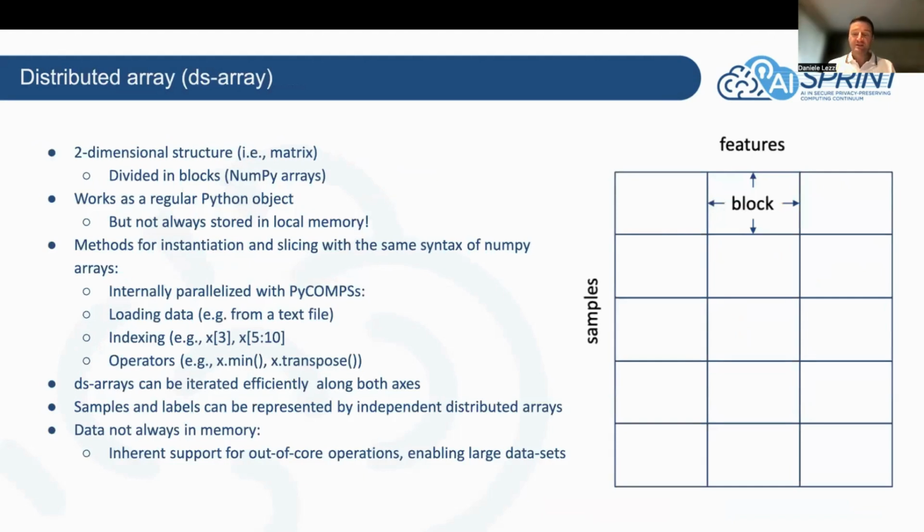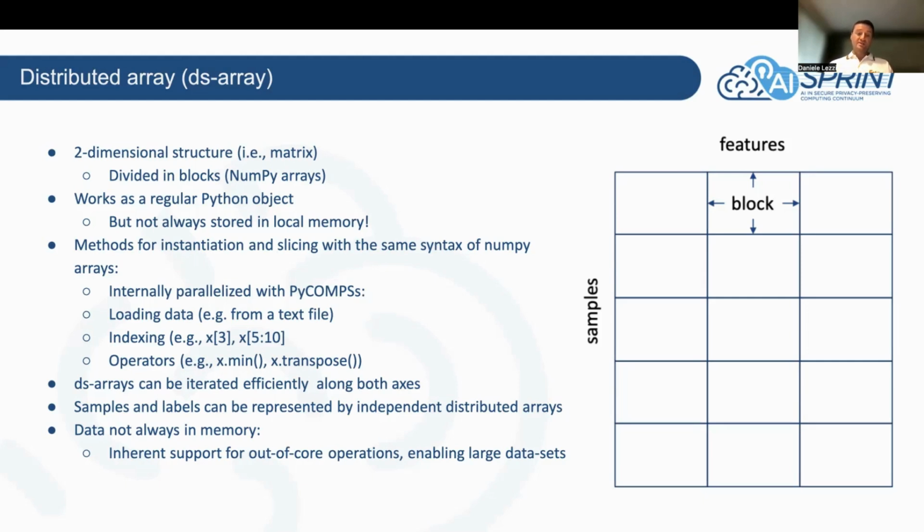The idea of a distributed array is that it is a two-dimensional structure, basically a matrix divided in blocks. Those blocks are internally NumPy objects. The user in the application treats the ds-array as a regular Python object. Then internally it is up to the library and the PyCOMPSs runtime to manage the memory. This means that if you have a big data set with dislib, you can split that data set in blocks of a given size, and then internally COMPSs manages how those blocks fit or not in memory. Anyway, this is completely transparent to the developer.